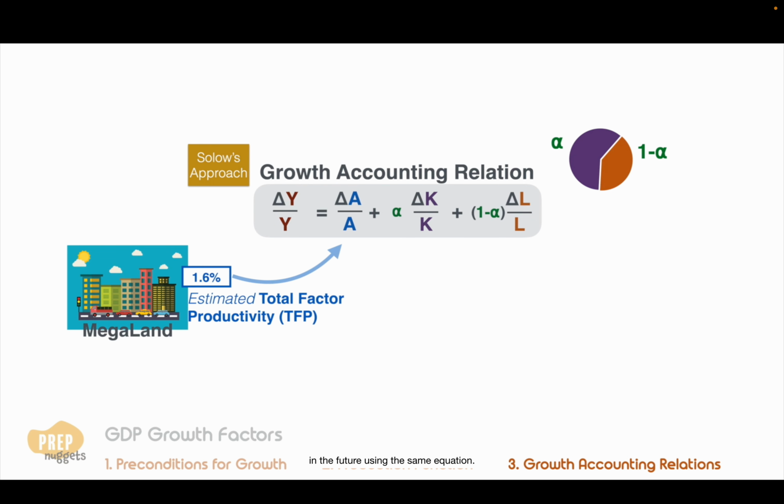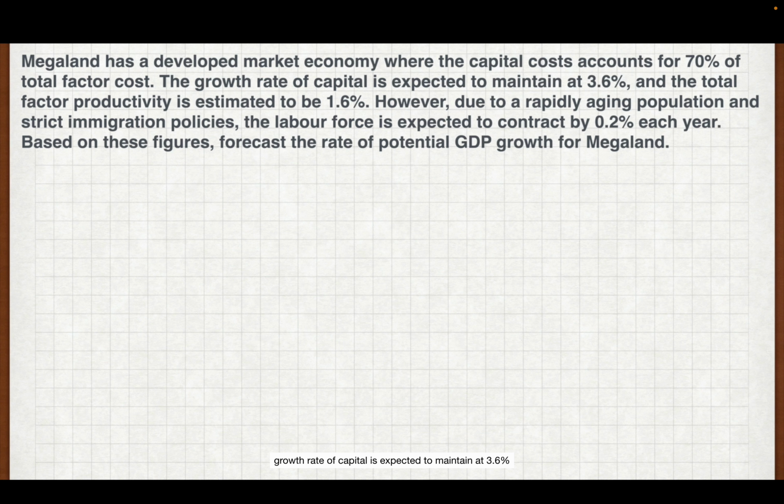Let's look at an example. Megaland has a developed market economy where the capital costs accounts for 70% of total factor cost. The growth rate of capital is expected to maintain at 3.6%, and the total factor productivity is estimated to be 1.6%. However, due to a rapidly aging population and strict immigration policies, the labour force is expected to contract by 0.2% each year. Based on these figures, forecast the rate of potential GDP growth for Megaland. Pause the video now and work out your answer.